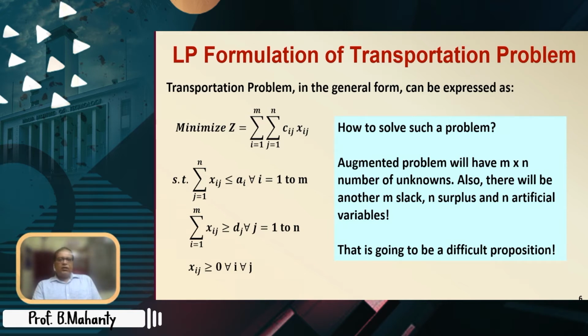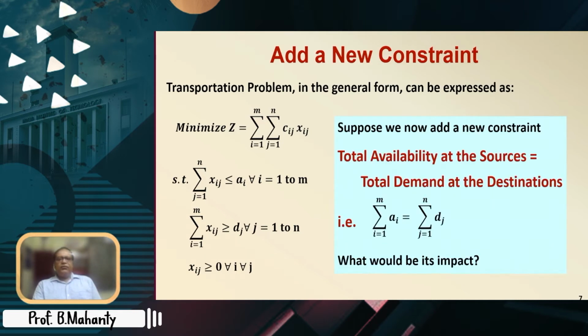Is it not? So the total number of unknowns, if m and n both are equal to 3, is 9 plus 3, 12, plus 6, 18. There will be as many as 18 unknowns, and there will be 6 different constraints. So you see, the problem is going to be difficult. It will be difficult to solve. So therefore, we add a new constraint. What is that constraint we add?